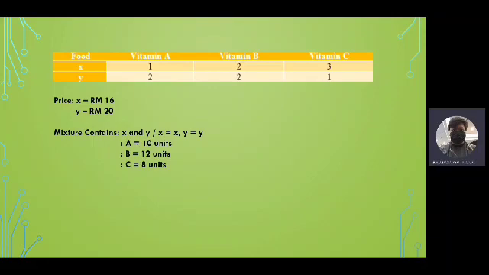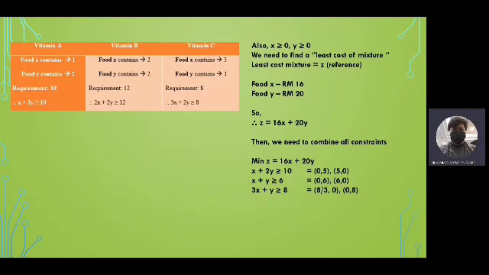So we need to collect all the data and put it together into the orange boxes. The food constraint for X is 1 for vitamin A, 2 for vitamin B, and 3 for vitamin C. For Y, vitamin A is 2, vitamin B is 2, and vitamin C is 1. The requirement for every vitamin is 10 for vitamin A, 12 for vitamin B, and 8 for vitamin C. So we put it together with the formulas: x plus 2y equals 10 for vitamin A, 2x plus 2y equals 12 for vitamin B, and 3x plus 2y equals 8 for vitamin C. It is because in the graph plot, x is equal to 0 and y is equal to 0 also.